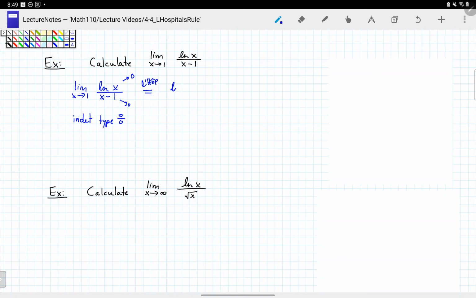So we can say this is equal, under L'Hopital's rule, to the limit as x goes to 1 of the derivative of natural log of x, which is 1 over x, divided by the derivative of x minus 1, which is 1. And now we can evaluate that limit by direct substitution. If x is 1, then this whole thing becomes 1.